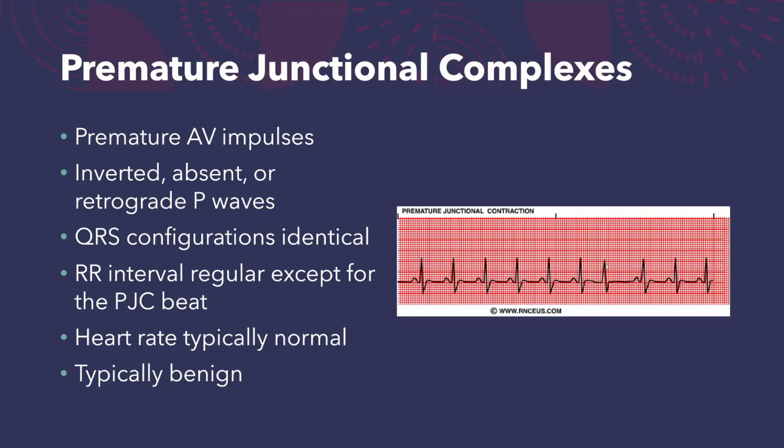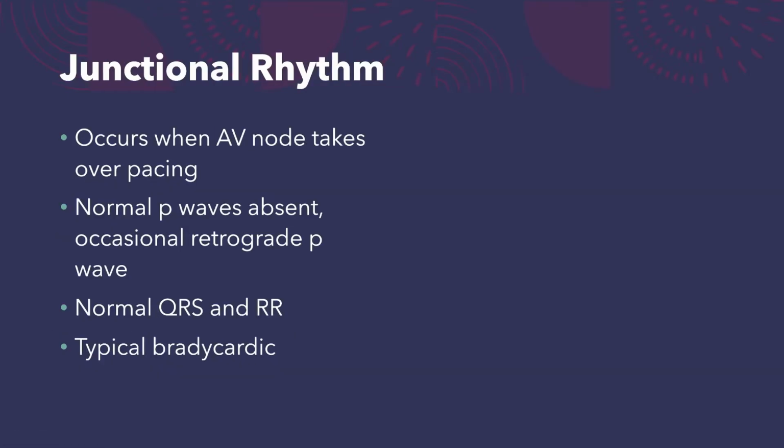Anyway, you can see there's typically a pause after the premature complex. This is called a compensatory pause. We had two beats close together, so now the heart compensates and takes a little rest. The QRS configurations are identical except for the one that has the missing P wave. The RR intervals are also regular. The distance between these is uniform, except for the premature junctional beat. This distance is different from this distance. So everything's pretty normal except for the junctional beat. Heart rate is typically normal, and this is typically benign.